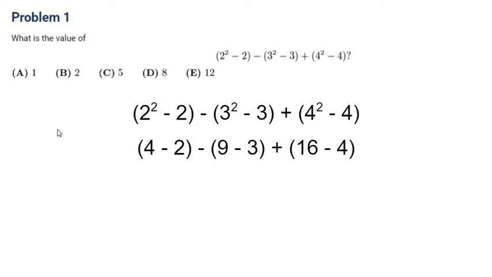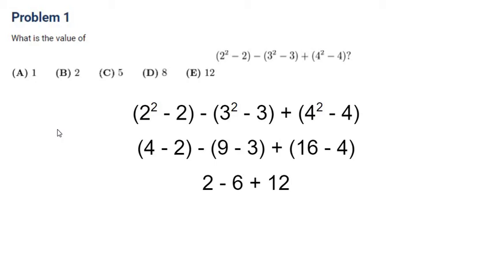Now that we have this, we can go on to the next step of PEMDAS, which is division and multiplication. Since there's no division and multiplication in this case, we can skip over that step, and now we can go into addition and subtraction. Notice that in each set of parentheses, there is a subtraction problem, so we can simplify that first in order to get 2 minus 6 plus 12.